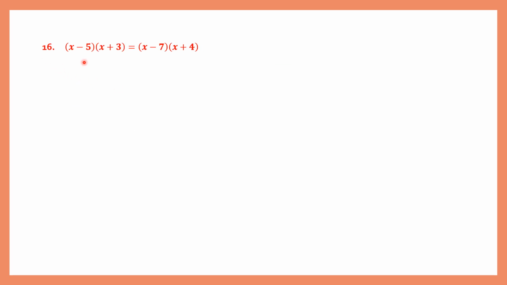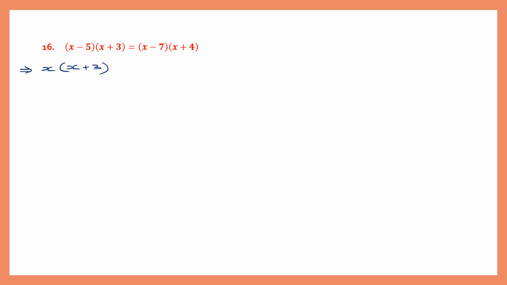Question 16. Now here, as you can see clearly, this is multiplication of binomials on the left hand side. Here also multiplication of binomials. I hope all of you remember how to multiply binomials. Take the first term of the first expression and multiply it with the whole of the second expression. So this will be x into x plus 3.